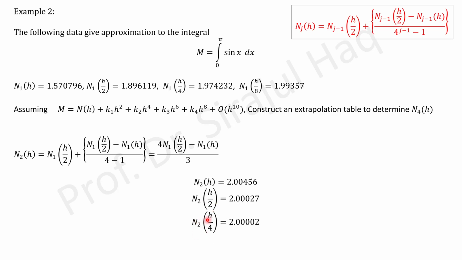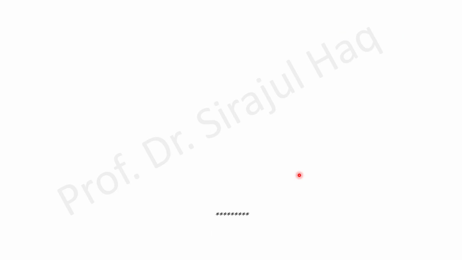For N2 of h divided by 4, replace h by h divided by 4. So you need N1 of h divided by 8, which is there. You need N1 of h divided by 4, which is there. So substitute this value and that value. In this expression, you are getting the value of N2 of h divided by 4.